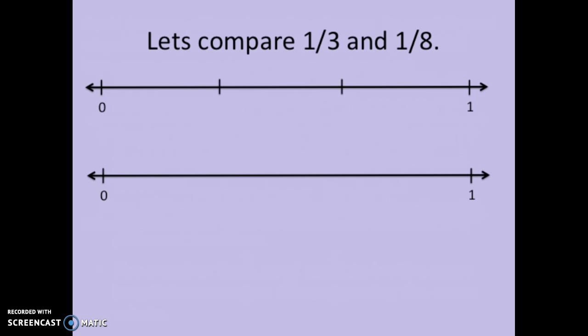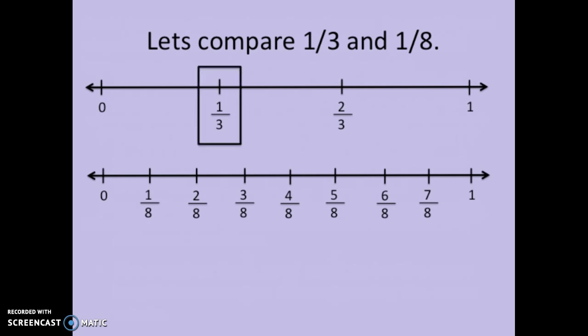I'm then going to place the fractions at each part on this number line, 1/3 and 2/3. Now I'm going to take my next number line and break it into 8 equal pieces because 1/8 has 8 as a denominator. I'm going to put a label at each tick mark again. 1/8, 2/8, 3/8, 4/8, 5/8, 6/8, and 7/8. Let's find 1/3 on the first number line, and let's find 1/8 on the second number line.